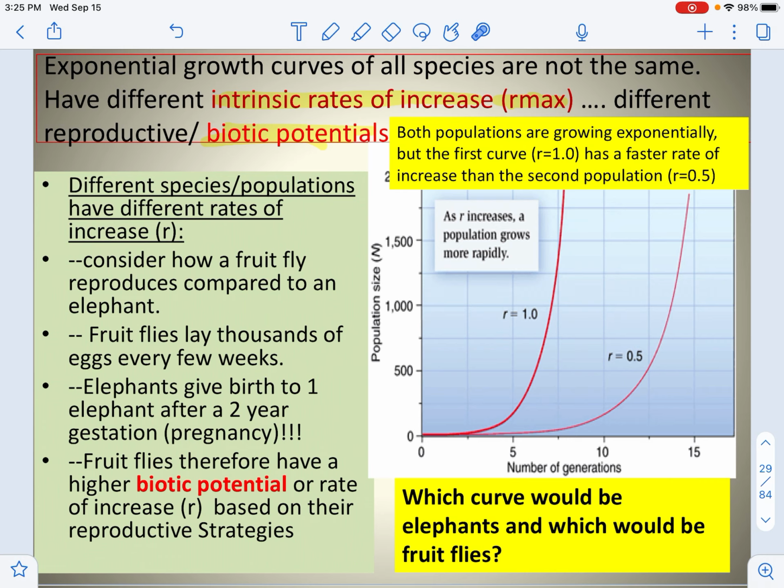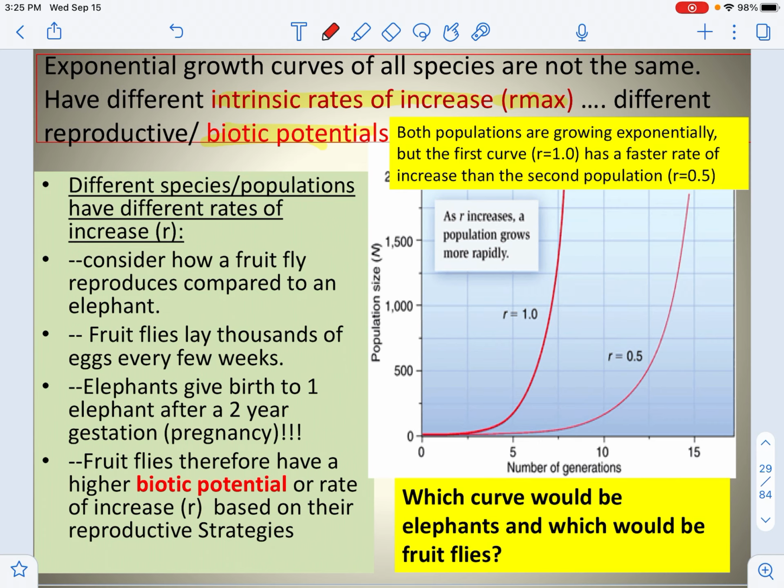So consider what I just said, how a fruit fly reproduces compared to an elephant. Fruit flies lay thousands of eggs every 2 weeks, and every 2 weeks you have a new generation with thousands more. So their rate of increase is going to be much higher. Elephants give birth to 1 elephant after 2 years. So we would say that fruit flies have a higher biotic potential, or a higher intrinsic rate of increase, or a higher R max, just based on how they reproduce, okay?